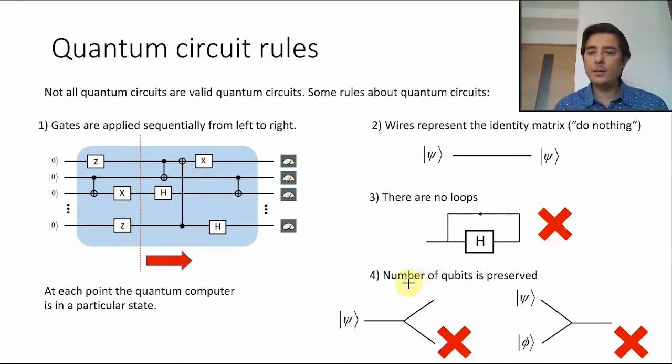Finally, the number of qubits is always preserved, and in classical circuits, often you don't.